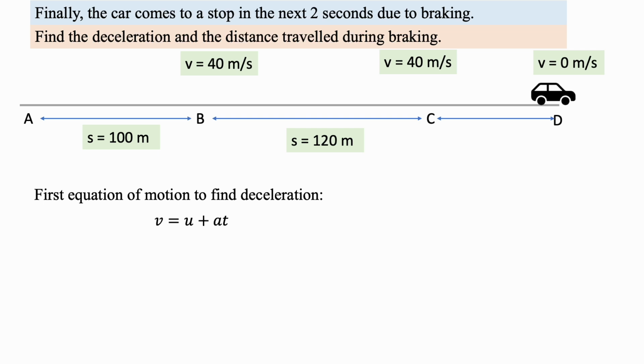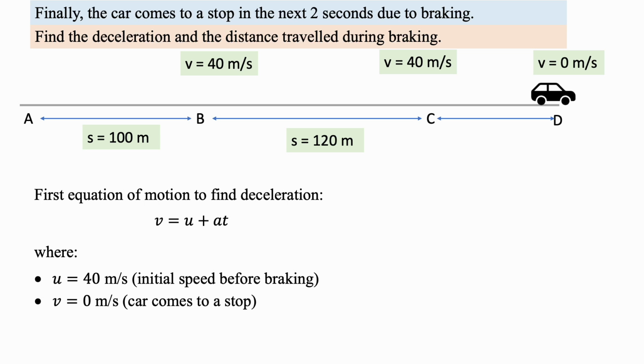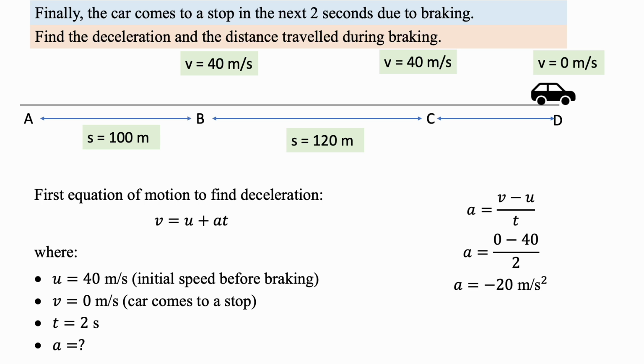So now let's apply the first equation of motion to find the deceleration. V equal to u plus at. Here the initial velocity is 40 meters per second and final velocity is 0. On substituting appropriate values, we will get the deceleration equal to 20 meters per second square.